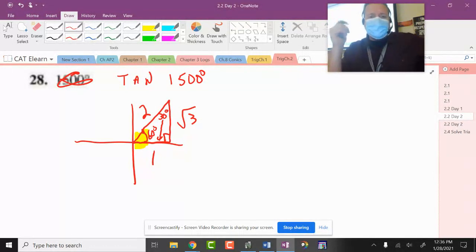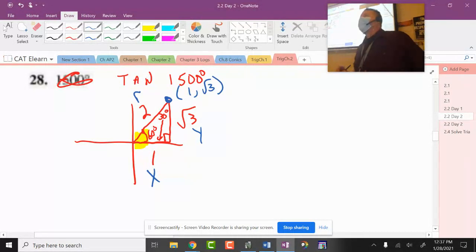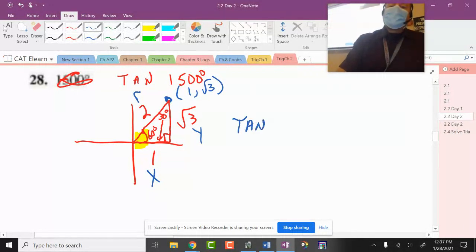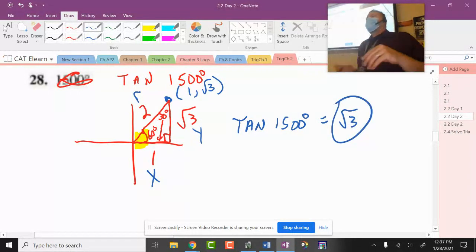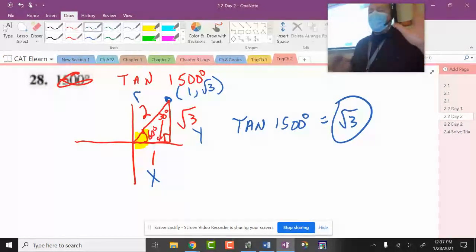Veronica, what's the tangent of 1500? Give you a second to think about it. I'm going to label these: X comma Y, R. This is a coordinate, 1 comma root 3. This is why this is called coordinate trig. Veronica, what's the tangent? Perfect. Yep. You can write it over 1. I wouldn't be mad, but you don't need to. Okay. So square root of 3 is the final answer for that one little trig function.